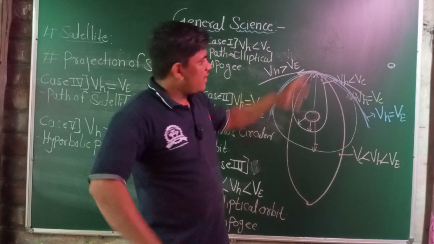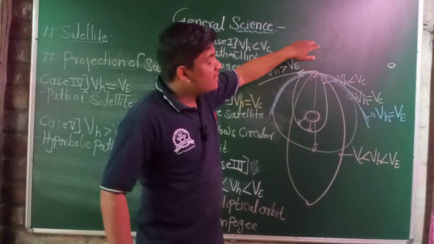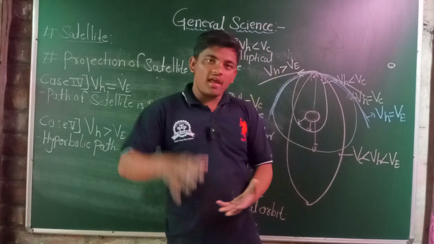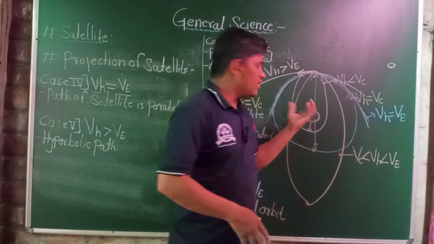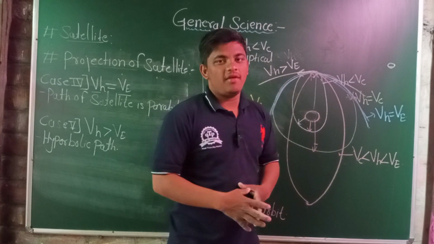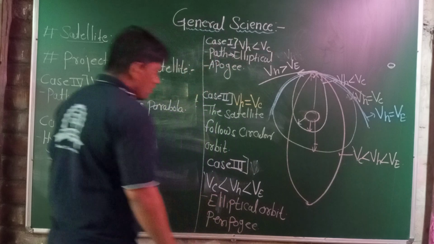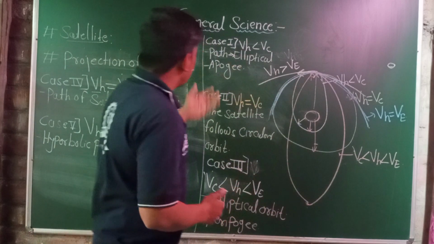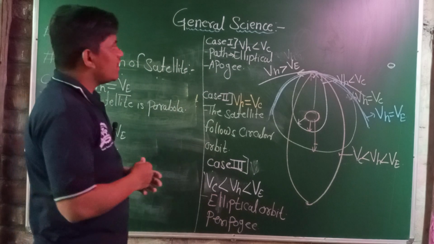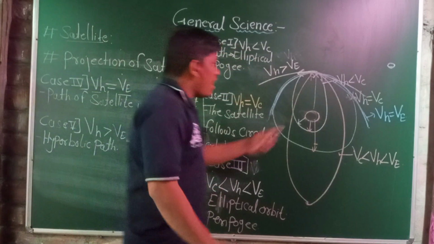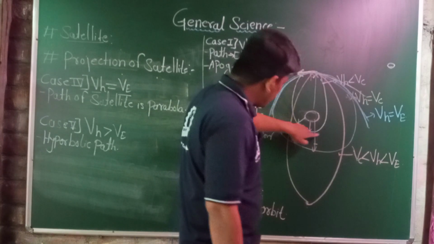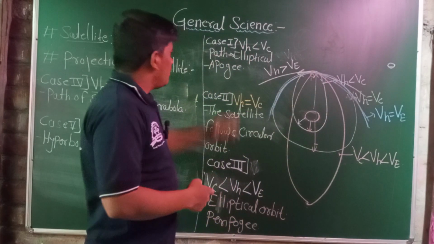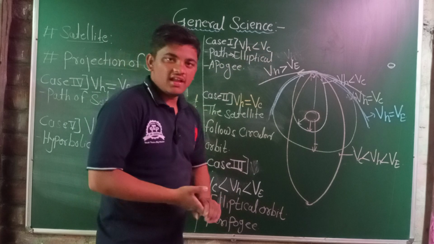When we don't apply that velocity, the satellite comes back towards the earth and strikes the earth's surface because of the earth's gravitational pull. So we apply a certain velocity. Case one: the horizontal velocity is much less than the critical velocity. This is the first, white-colored path that will be followed whenever the horizontal velocity is less than the critical velocity.